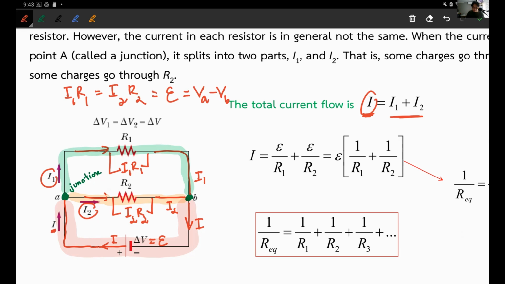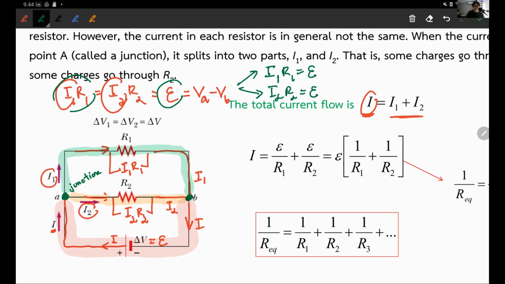So from this, it means you can calculate I1 and I2. Let me write it like this. I1 R1 is also E. I2 R2 is also E. They're both equal to E. So that leads you to I1 is just E over R1, and I2 is just E over R2, yeah? So you know exactly how to calculate the current flow through each resistor. Very good.